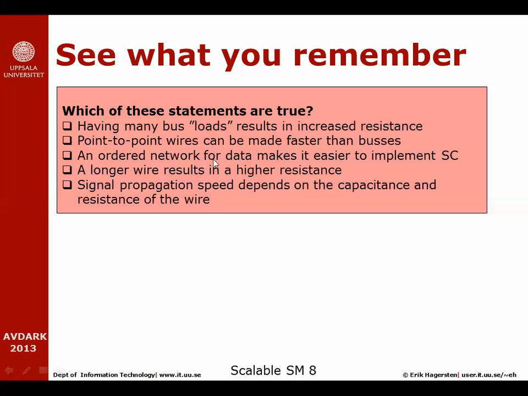Ordered networks for data do not make it easier to implement sequential consistency. It's the ordered network for addresses, for the snooping, that makes it easier to implement sequential consistency. The longer wire does result in a higher resistance, so that is true. And signal propagation speed depends on capacitance and resistance of the wire. That one is true as well.